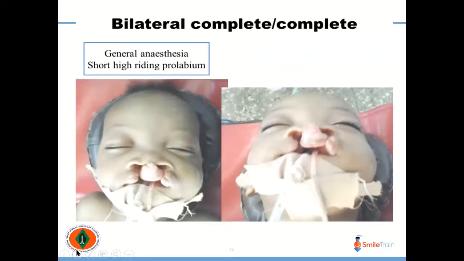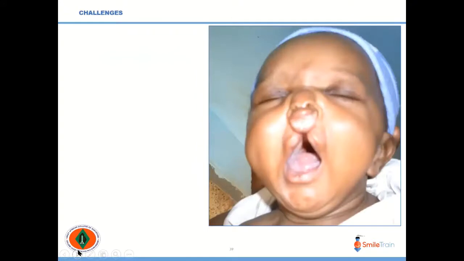Now, I'll show you in this case what we did. This is bilateral. Both of them are complete. Note the short, high-riding prolabium, and it's quite a problem. Next, please, because you need to do this with GA. Next.